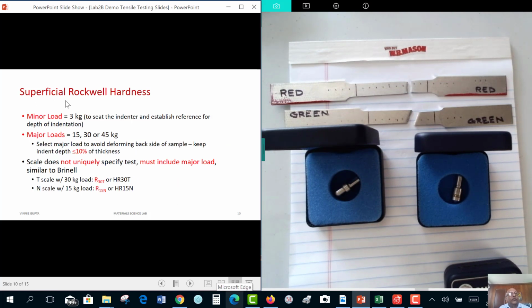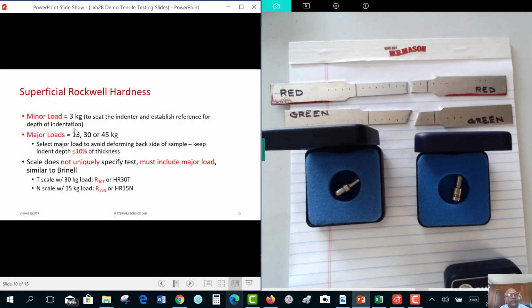So in superficial Rockwell hardness, you will see in the video, we apply first a minor load. The minor load is 3 kgs to seat the indenter and establish reference for depth of indentation. Then we apply either 15, 30, or 45 kg load. That's called a major load. And we select this load to make sure that we don't have any deformation on the back side of the sample. And we want to keep the indentation depth less than 10% of the thickness.